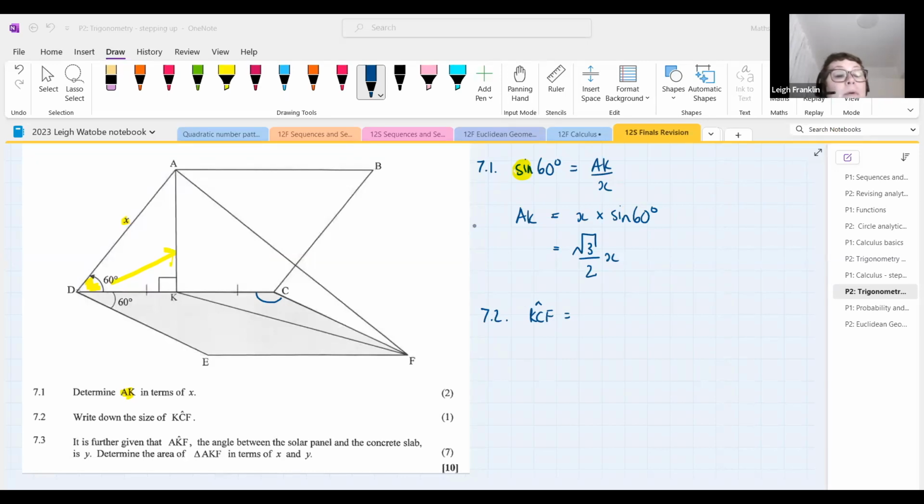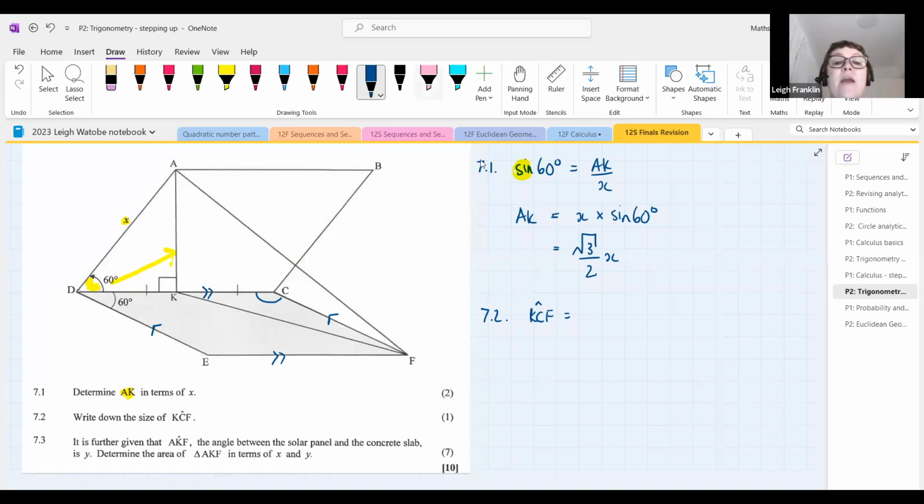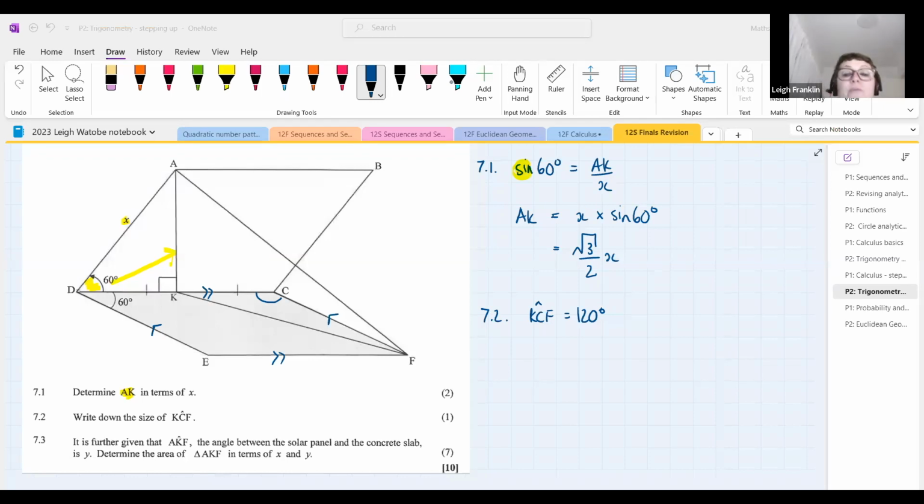So remember, if this is a rhombus, this side over here and that side over there have to be parallel to one another, don't they? And of course, this side over here and this side over here have to be parallel to one another. So that means, there we go, Katleho, that's better. It's going to be 120 degrees because KCF and angle CDE are going to be co-interior angles between parallel lines. Nice. Well done, everyone.